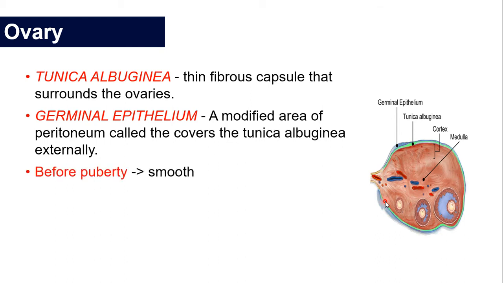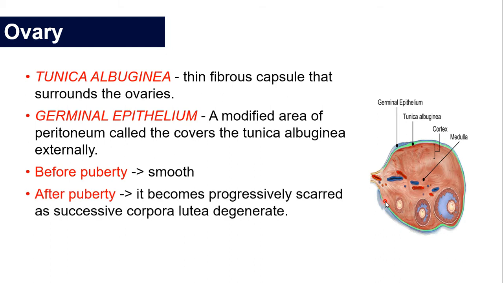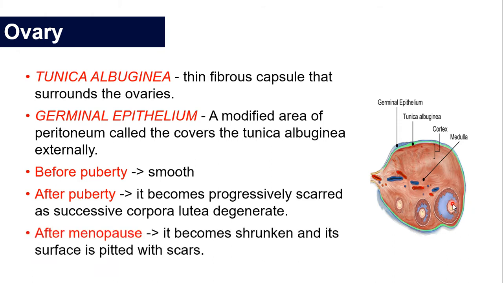Before puberty, the ovaries are smooth. After puberty, they become progressively scarred as successive corpora lutea degenerate. After menopause, the ovary becomes shrunken and its surface is pitted with scars. Now, the function of the ovaries: they are responsible for the production of the female germ cells, the ova, and the female sex hormones estrogen and progesterone in the sexually mature female.